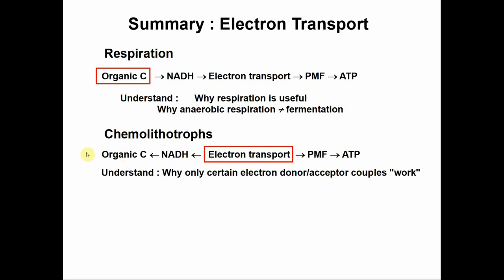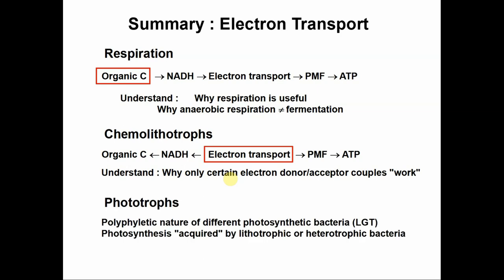respiration. One of the things that's important is why only certain electron donor-acceptor couples can work. In order for the basic chemical reaction to be favorable, you need the transfer of electrons from a good electron donor to a good electron acceptor. So good electron donors: molecular hydrogen, definitely the best, then reduced sulfur compounds, then reduced nitrogen compounds.